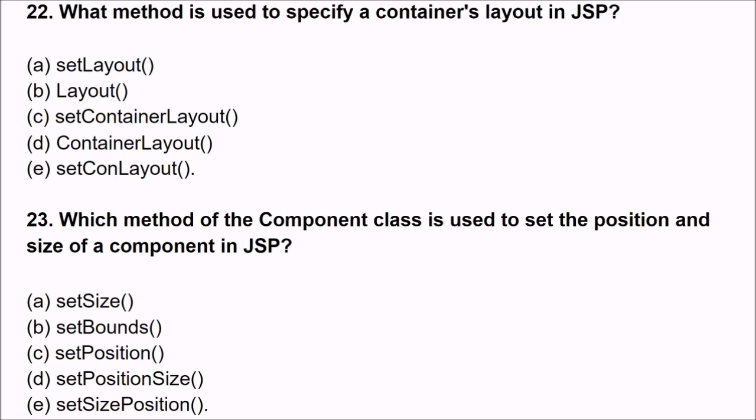Next one. 22. What method is used to specify a container's layout in JSP? The answer is A, set layout. All others are for different activities. So this set layout method is used to specify a container's layout. The remaining options are incorrect.